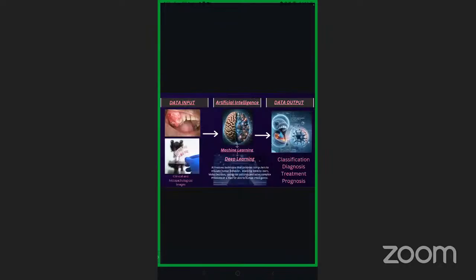Furthermore, by analyzing extensive data from patient medical records, AI involves techniques that enable computers to emulate human behavior, allowing them to learn, make decisions, recognize patterns, and solve complex problems in a manner akin to human intelligence for diagnosis, treatment, and prognosis. The role of artificial intelligence in oral cancer screening.